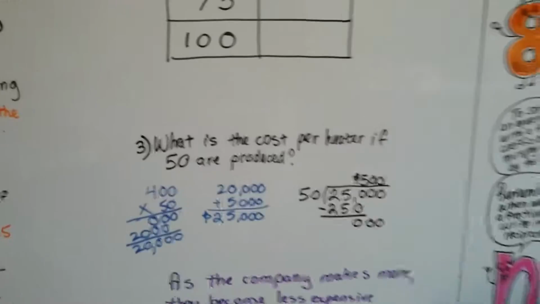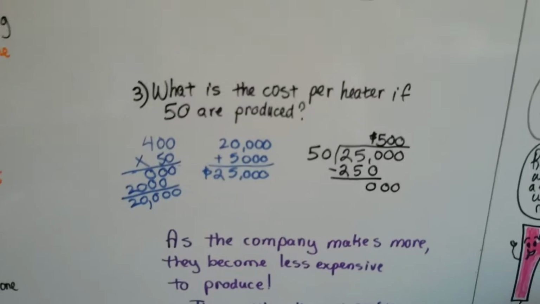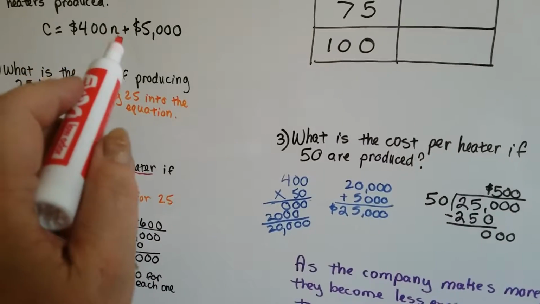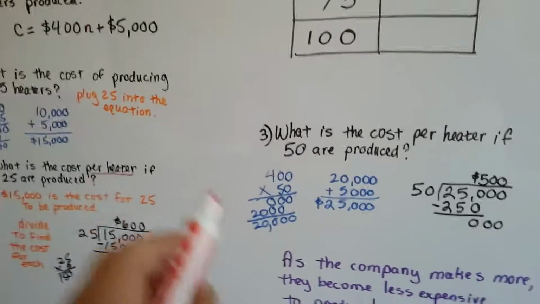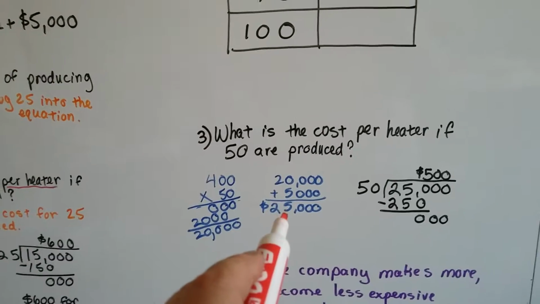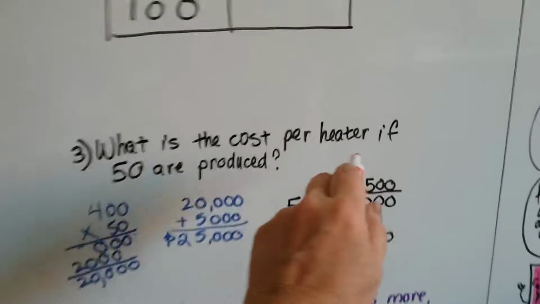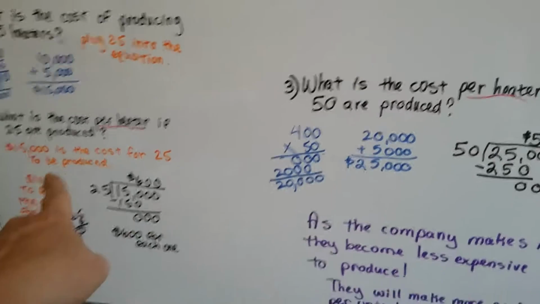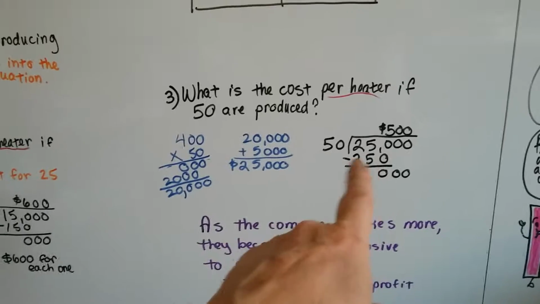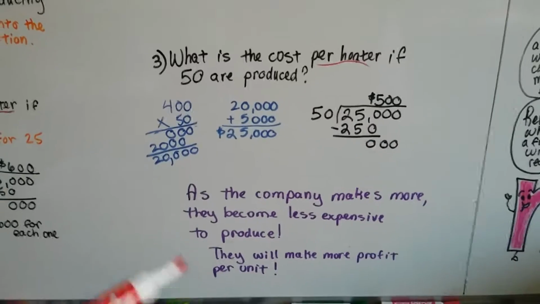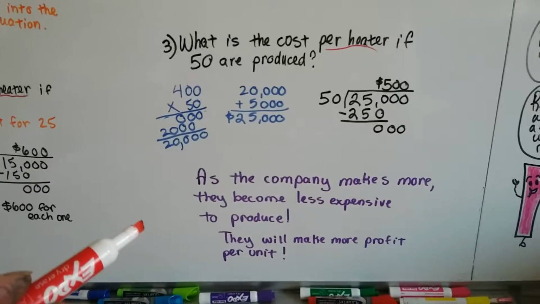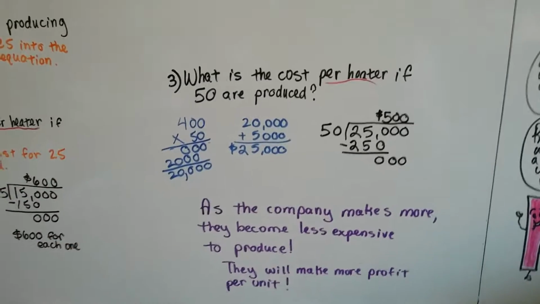Now what's the cost per heater if 50 are produced? What we do is we plug the 50 into the equation where the n is and do 400 times 50, and we get 20,000. We still need to add the 5,000 and we get 25,000. Now it said per heater, like the second part of this one did, so we divide the 25,000 by the 50 and we come up with 500. That means as the company makes more heaters, they become less expensive to produce and they'll make more profit per unit. There's more money in quantities.